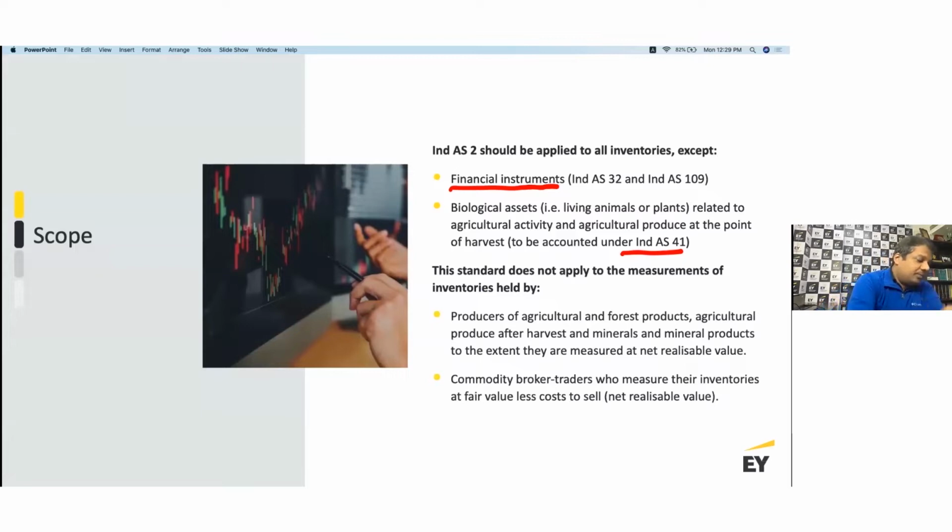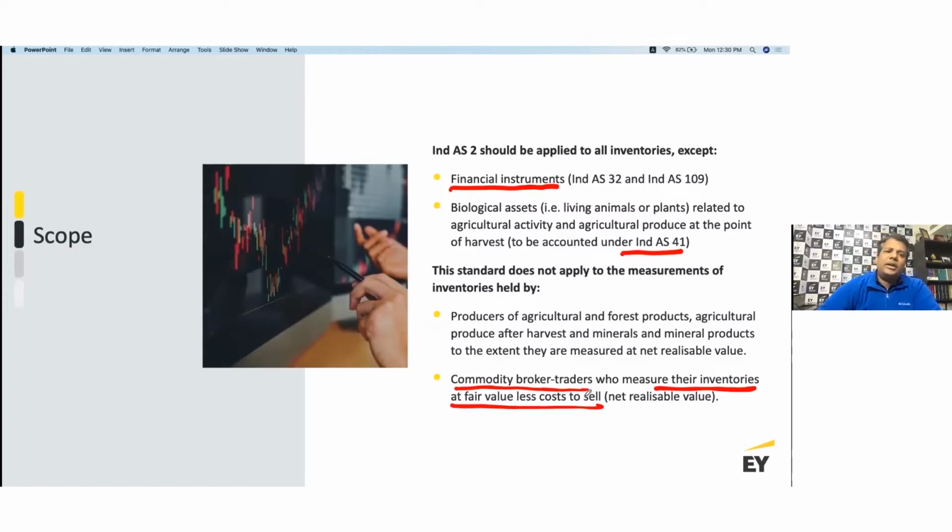Now, this is an important exception. Commodity broker traders, and that's where we often see, in experience also, some mistakes. If you're a commodity broker trader, you are required to measure that inventory at fair value less cost to sell. That means you have to always do it at mark to market, fair value less cost to sell, in a way net realizable value. You have to keep it at mark to market.